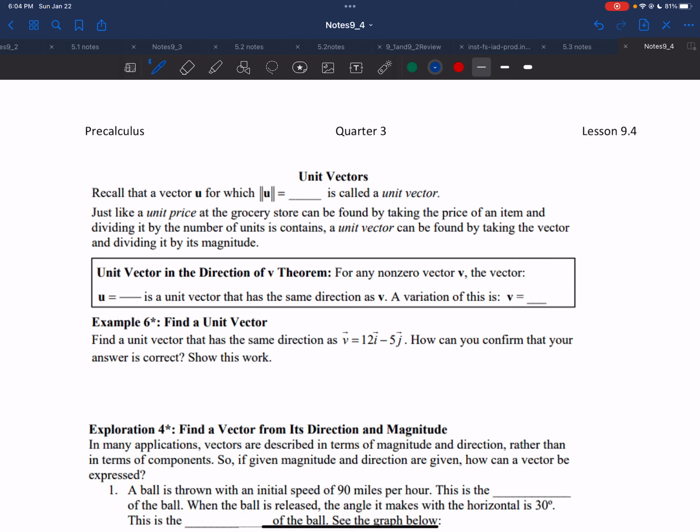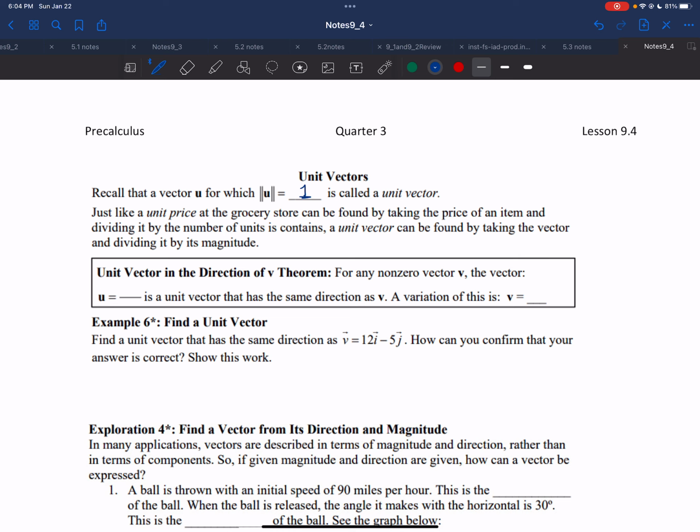Right, let's take a look again at a little bit more diving into a unit vector. There's another way that we can describe it so that we can force an expression to be a unit vector. So that's what we're going to talk about here. Recall that a vector u, for which the magnitude of u is equal to 1, is called a unit vector.